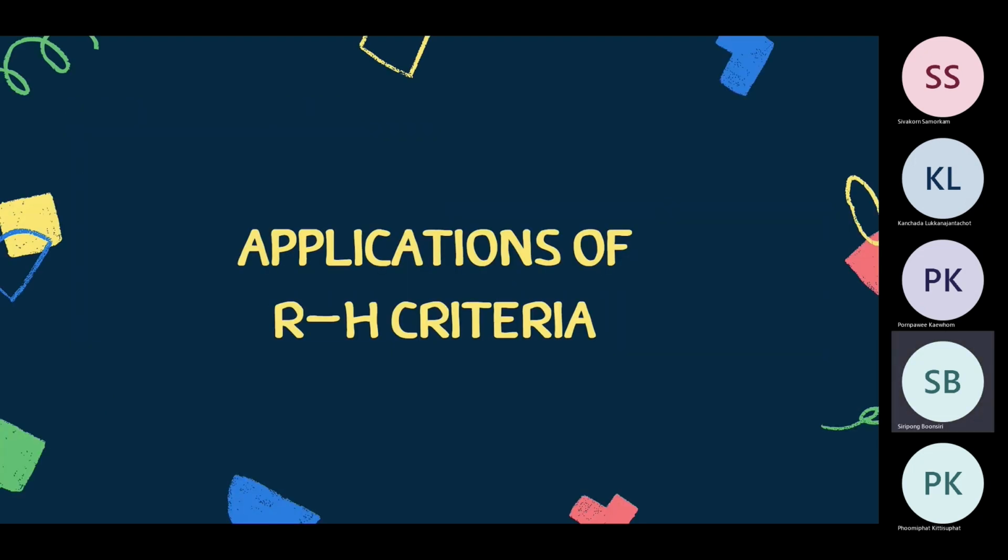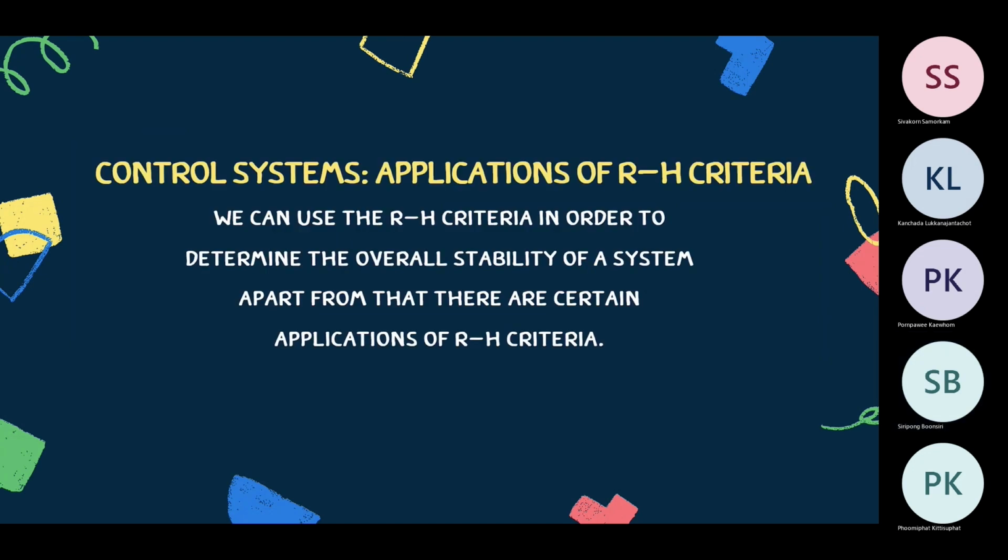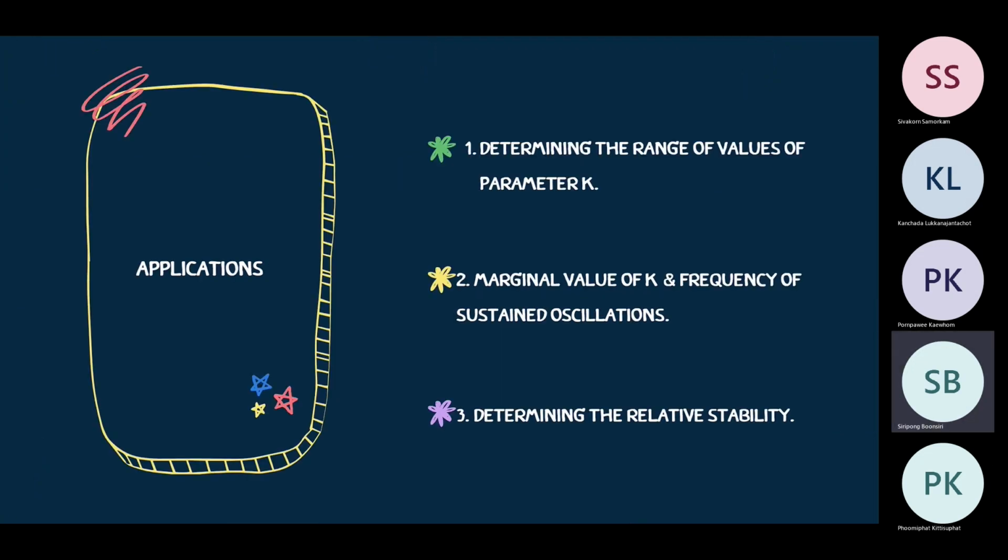So for the applications of the RH criteria, we can use the RH criteria to determine the overall stability of a system. Apart from that, there are certain applications of the RH criteria. First, determining the range of values of parameter k. Second, the marginal value of k and the frequency of sustained oscillations. And the third one is determining the relative stability.